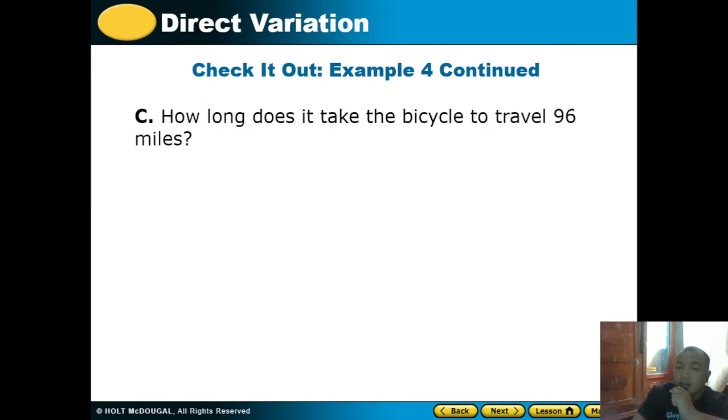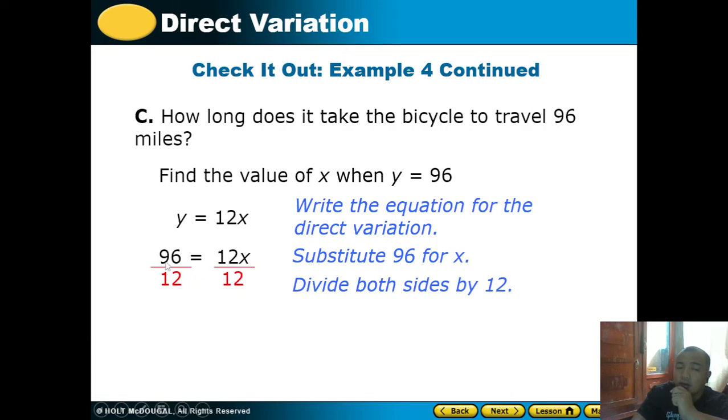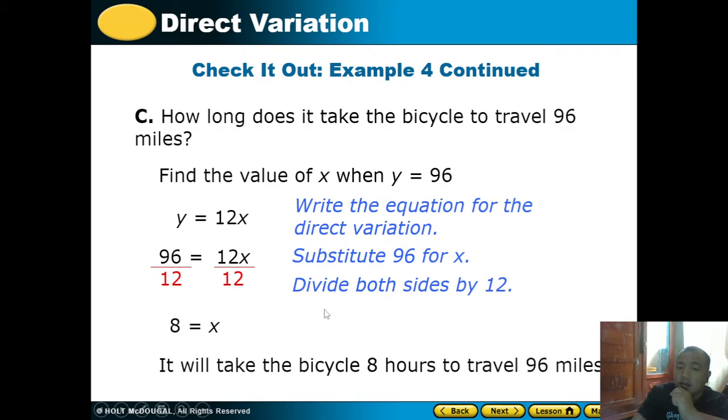How long does it take the bicycle to travel 96 miles? So from the equation, y equals 12x, substitute y by 96, then divide both sides by 12. 96 divided by 12 is 8. Cancel 12. X equals 8. It will take the bicycle 8 hours to travel 96 miles.